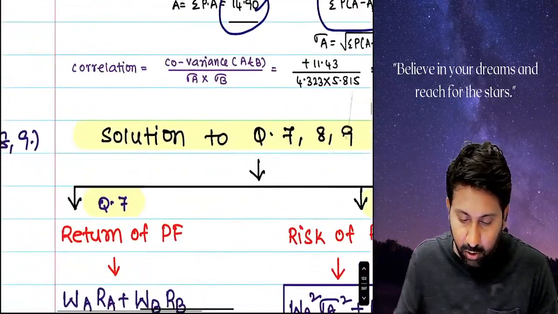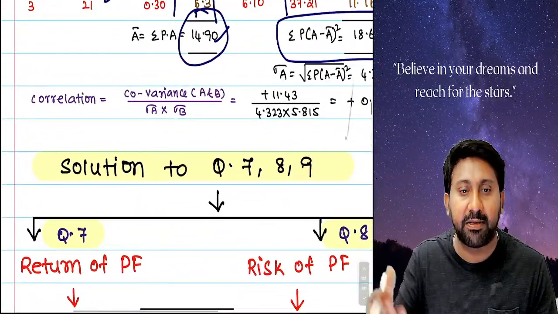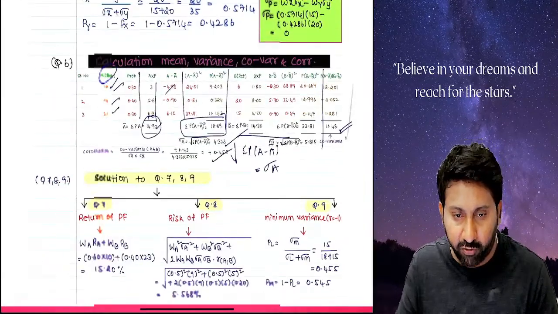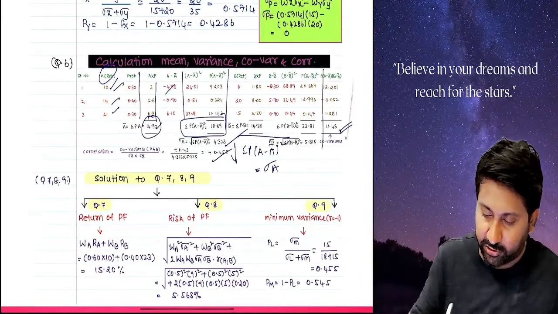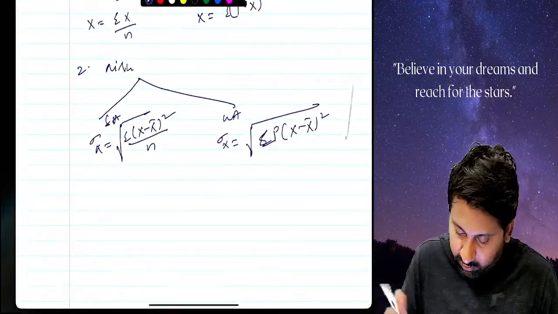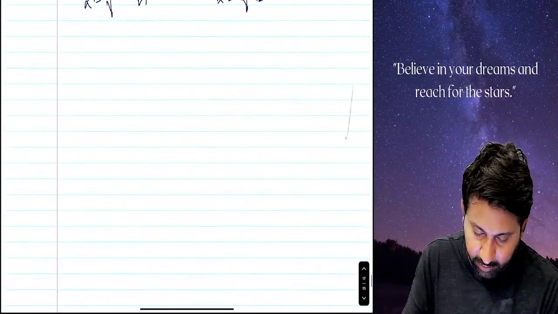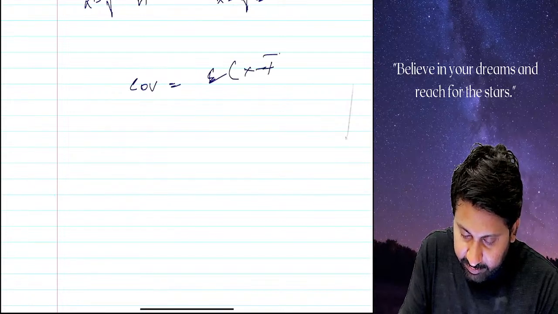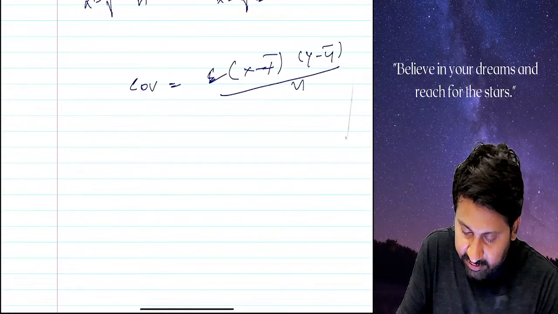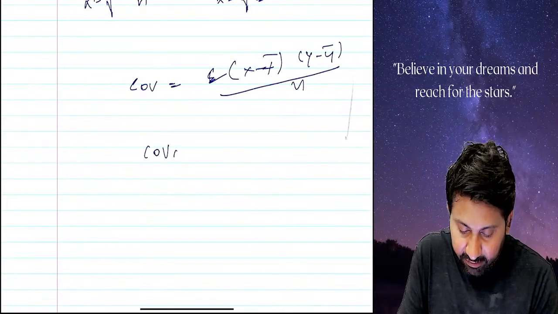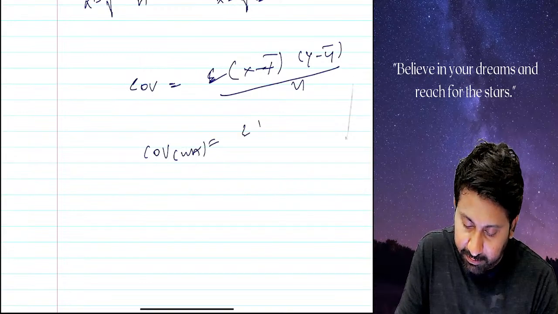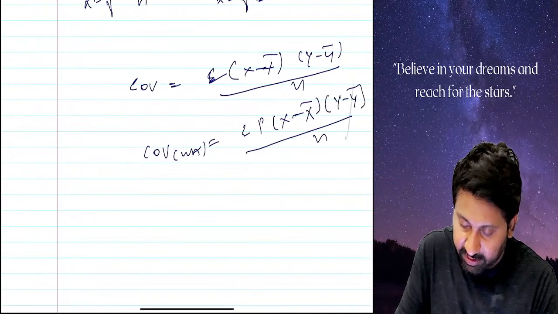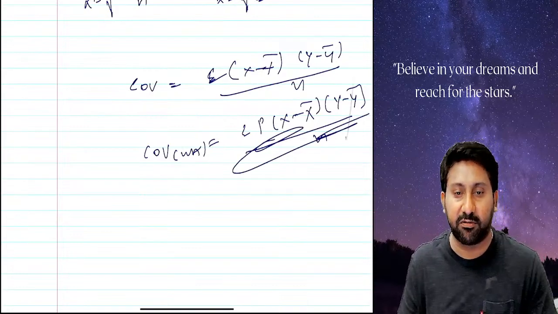Correlation: covariance of AB divided by sigma A into sigma B. Totally we got 0.455. This is how the calculation goes. So tell me, what is the formula for the covariance? Covariance equal to sigma x minus x bar into y minus y bar by n. Simple average. Weighted average is sigma P into x minus x bar into y minus y bar.